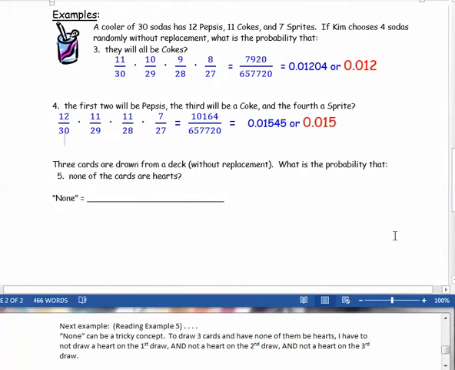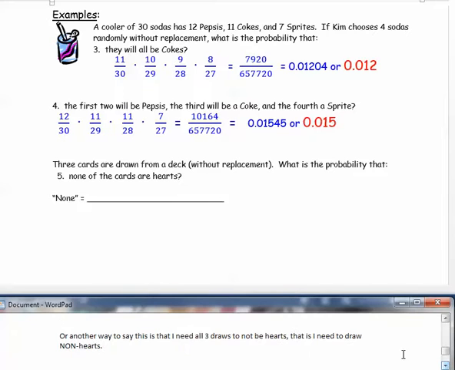Next example. 3 cards are drawn from a deck without replacement. What is the probability that none of the cards are hearts? None can be a tricky concept. To draw 3 cards and have none of them be hearts, I have to not draw a heart on the first draw, and not a heart on the second draw, and not a heart on the third draw. Or another way to say this is that I need all 3 draws to be not hearts, or what I need to draw are non-hearts.